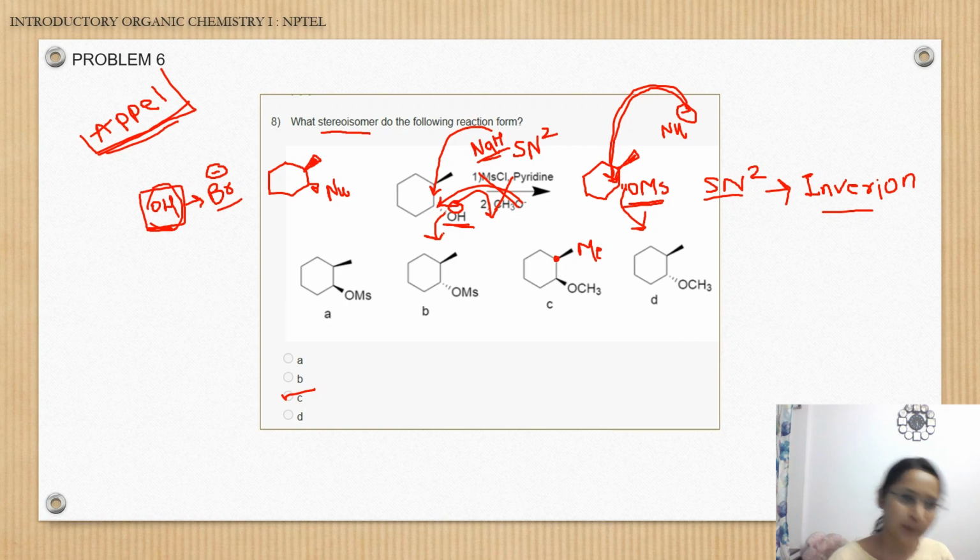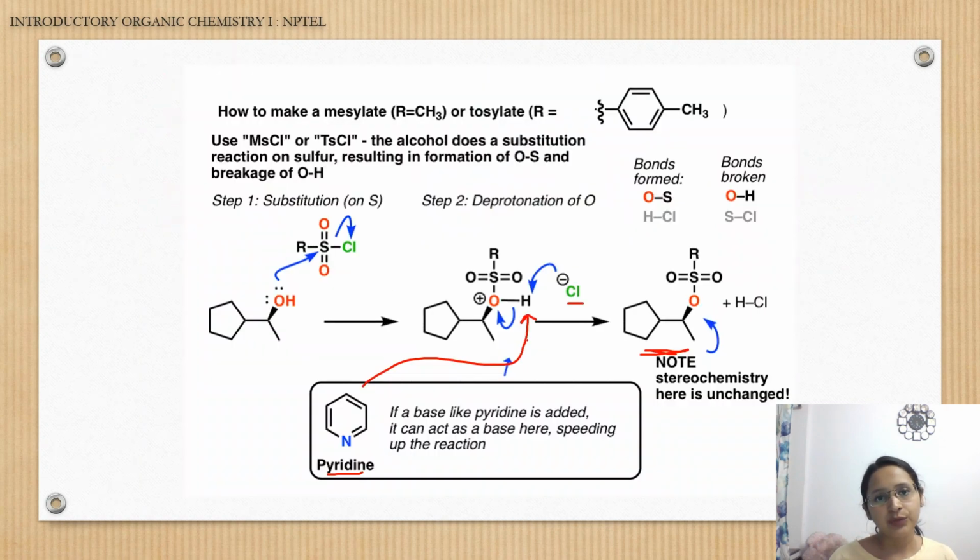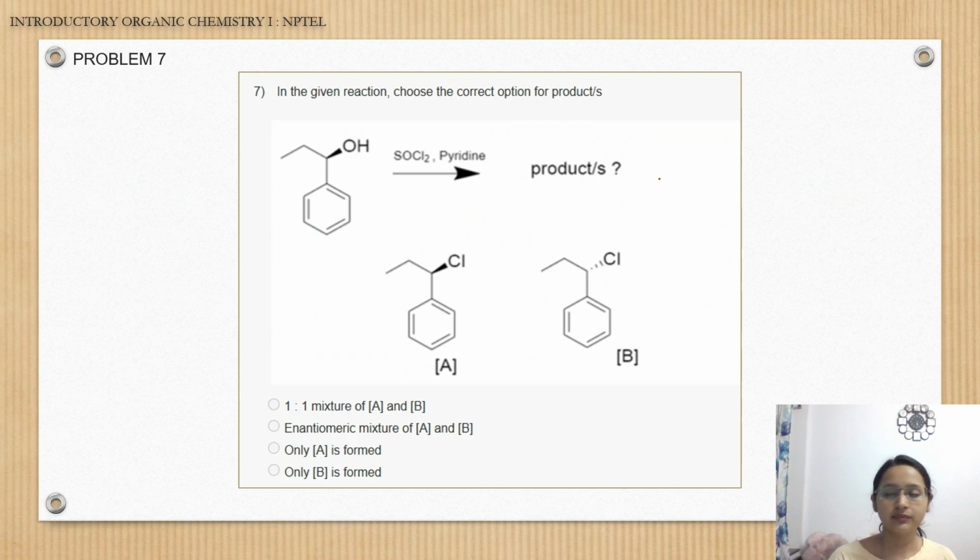Okay. So I hope it is clear to all of you. Now I'm going to problem number 7. The seventh question is asking: in the given reaction, choose the correct option for products. They are giving you the products A and B, and they are saying to choose the correct option. So these are the four options you have to choose from.